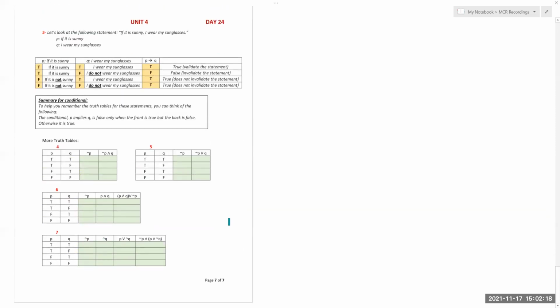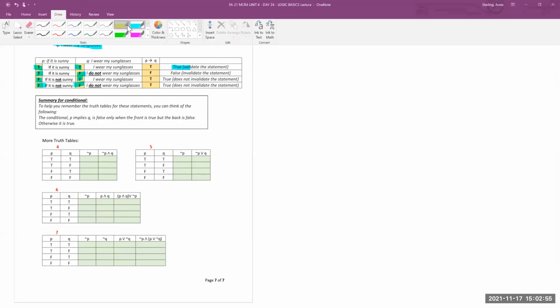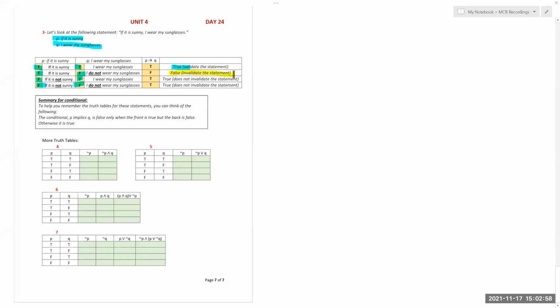Okay. So then our last item, this is in your day 24 part 2 assignment. We're going to look at this statement. If it's sunny, I wear sunglasses. And we're going to again look at the conditional statement. So the conditional would be the options are just true, true, false, false. Same for these. Same idea as we just wrote above. We just got to look at where I invalidated the statement. So it was sunny. I wore my sunglasses. True. It was sunny. I didn't wear my sunglasses. Here's now where I actually invalidated the statement.